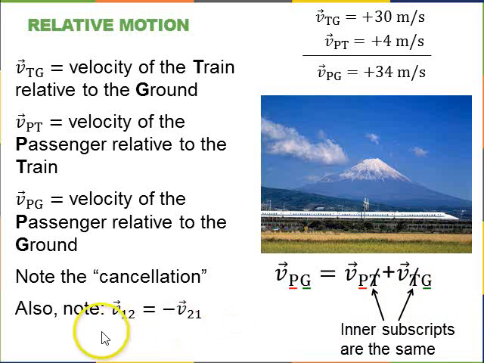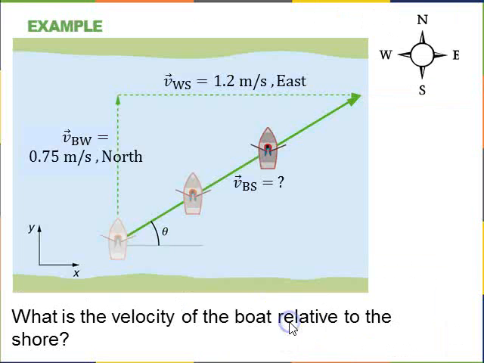And then the other thing to note is that if the train is going towards the right, plus 30 meters per second relative to the ground, then the ground is going to the left at 30 meters per second relative to the train. So the velocity of 1 relative to 2 will be the negative of the velocity of 2 relative to 1. So let's do an example here from the book.